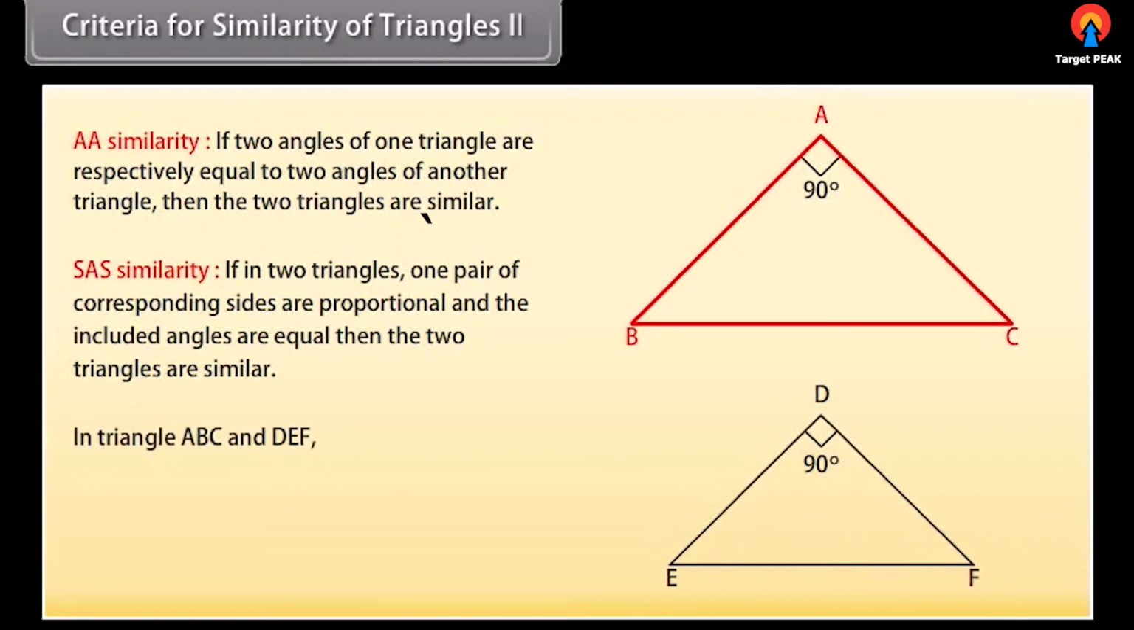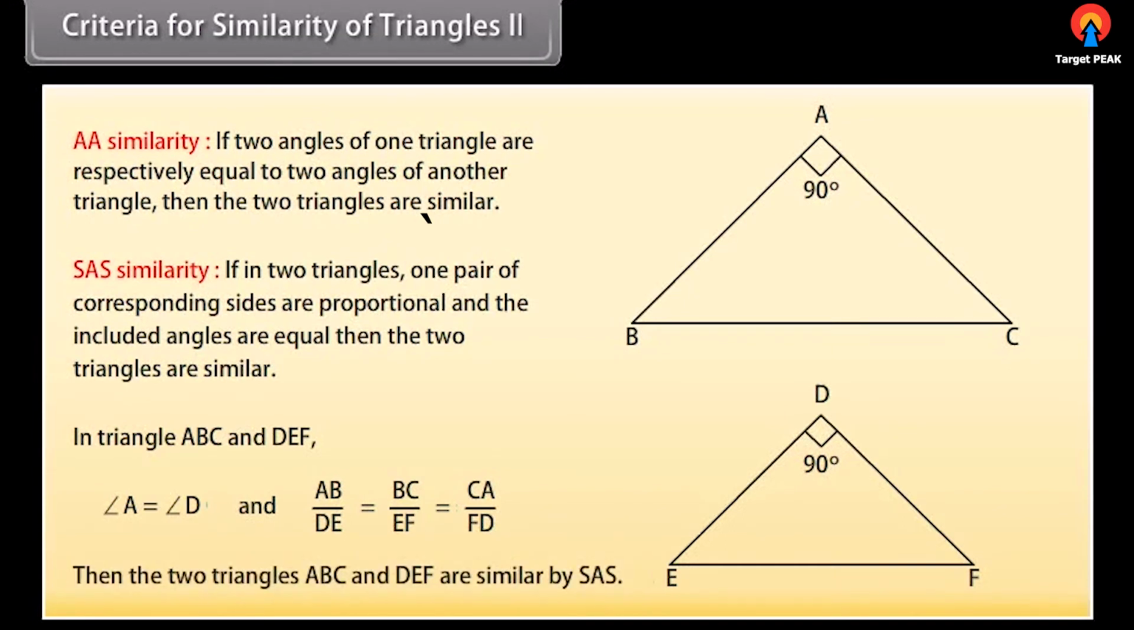In triangle ABC and DEF, angle A is equal to angle D and AB upon DE equals BC upon EF, which equals CA upon FD. Then the two triangles ABC and DEF are similar by SAS.